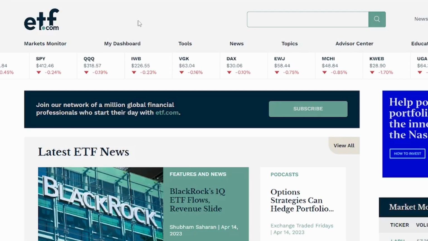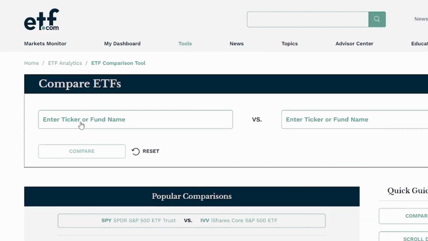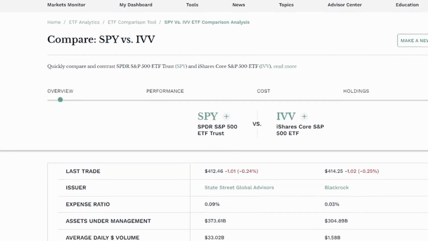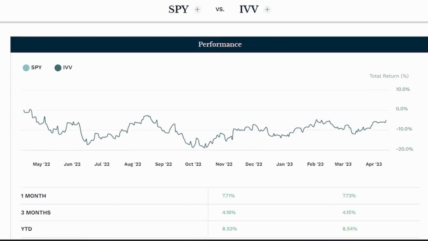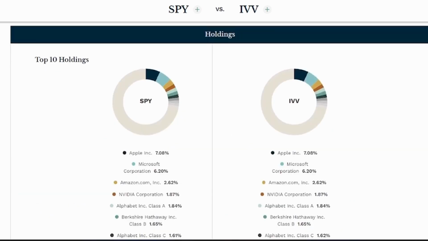Another great resource is ETF.com. And if you select the tool option, you can see here there's an option to compare ETFs. This will allow you to select specific ETFs to compare, or you can even use some popular comparisons that folks have already done in the past. And it's here that you can review a general overview, performance over time, costs, as well as the top 10 holdings in each of the ETFs.